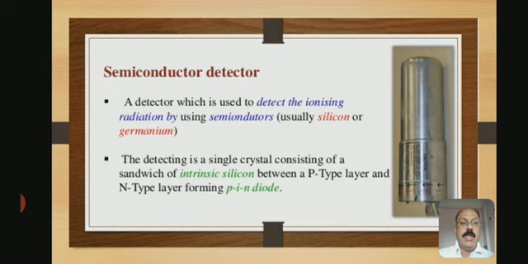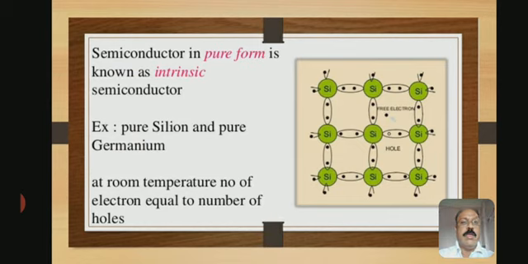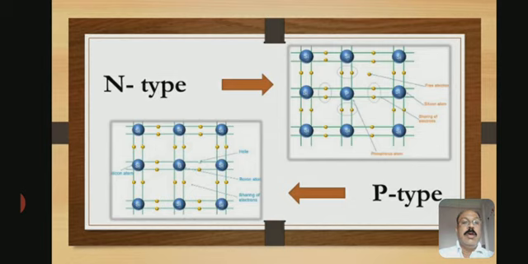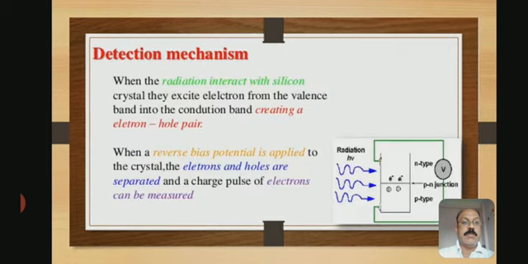The detector is a single crystal consisting of a sandwich of intrinsic silicon between a p-type layer and an n-type layer, forming a PN diode. A semiconductor in pure form is known as an intrinsic semiconductor, for example pure silicon and pure germanium. At room temperature, the number of electrons is equal to the number of holes. So these two figures are here, one is N-type and another one is P-type semiconductor.